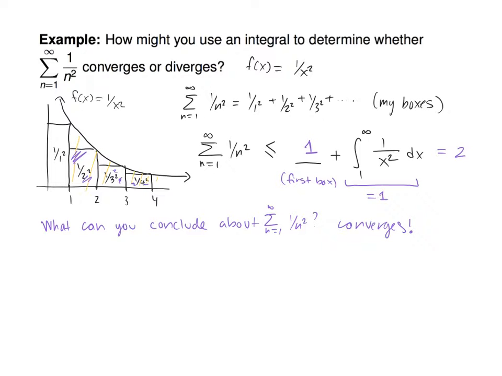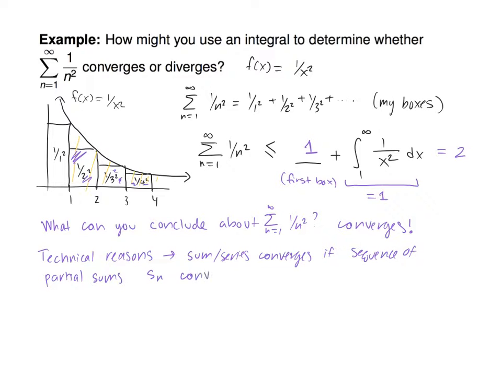Now, there's a couple technical reasons why, but at least from the picture, you believe that this is going to happen, right? Give me a nod. Yeah, okay. So just a couple technical reasons that I have to mention. Remember that a sum or a series converges if the sequence of partial sums S sub n converges. And S sub n is just the sum of the first n things you've added: the first 10 things, first 1,000 things, first million things. The technical reason that you know S sub n converges is something called the monotonic sequence theorem.